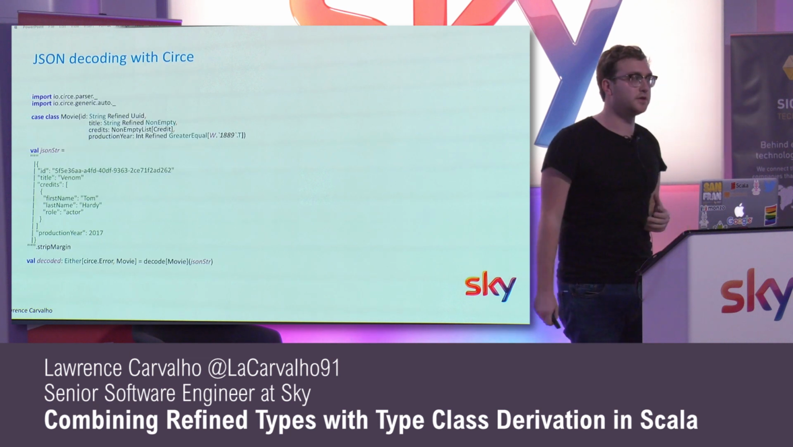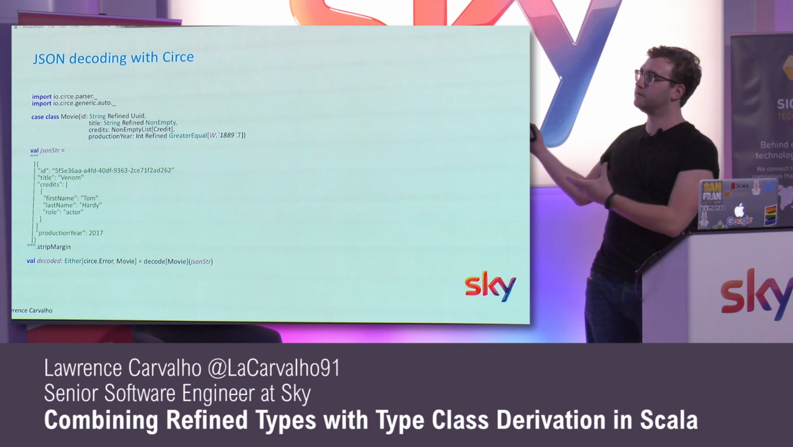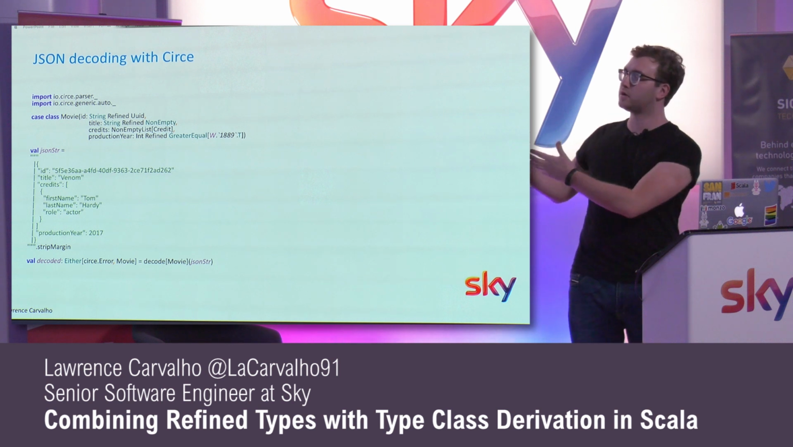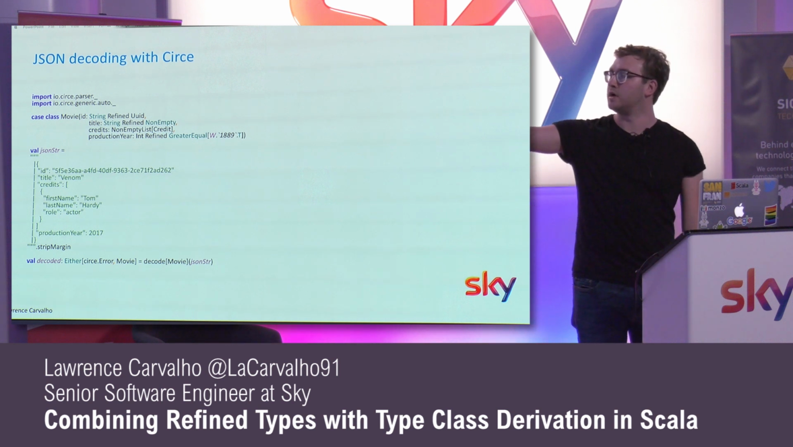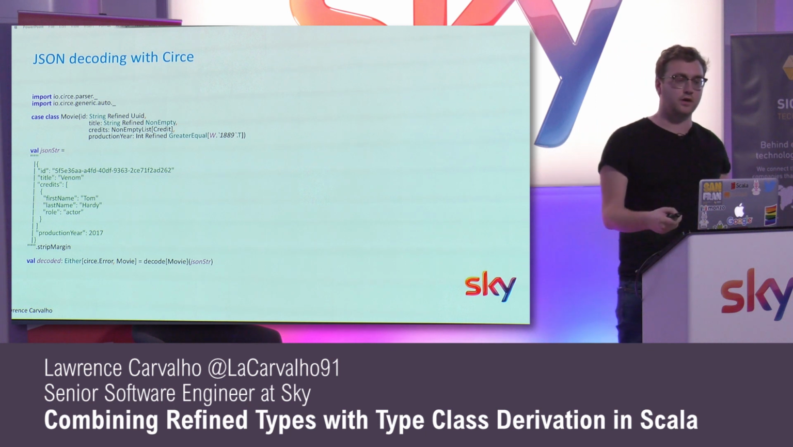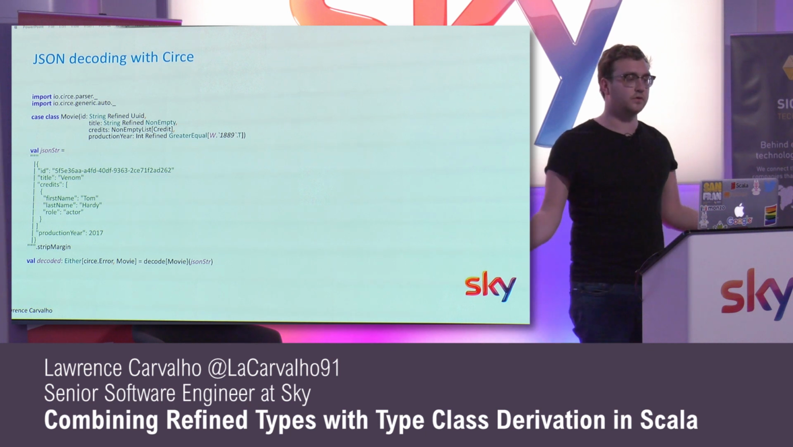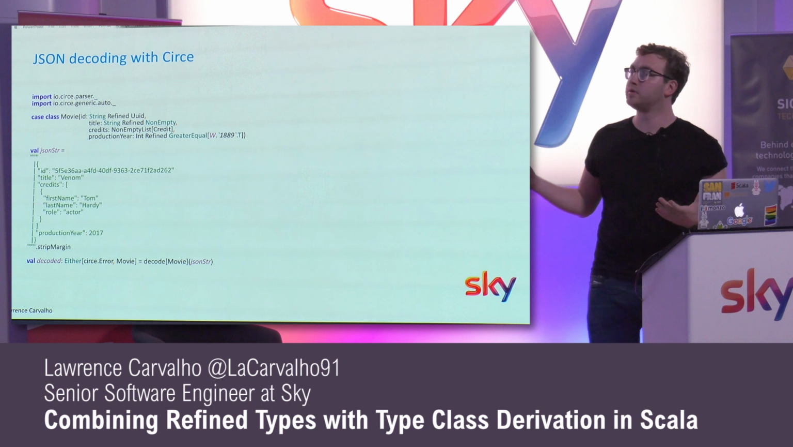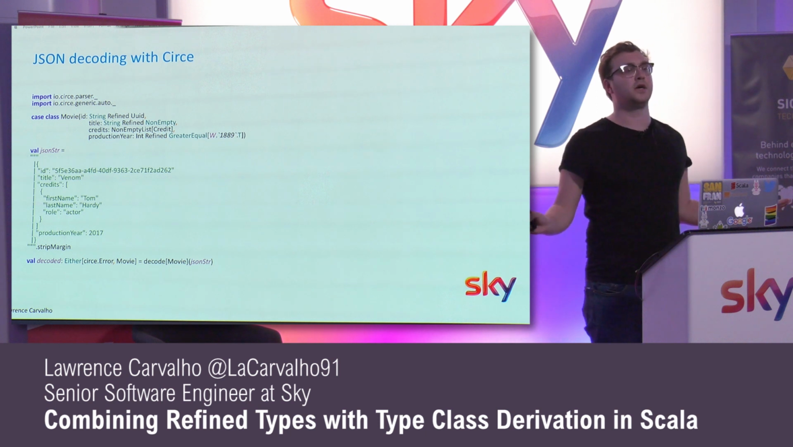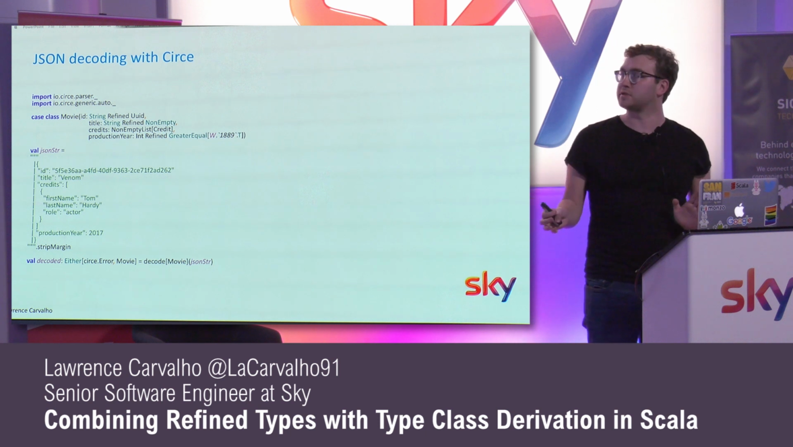So, JSON decoding with Circe. This is literally all of the code. We use this pretty heavily. This is all of the code that you would need to be able to decode that JSON. All I've done is added a couple of imports, defined my product type, and expressed all of my validation at a type level. That's what's really key.